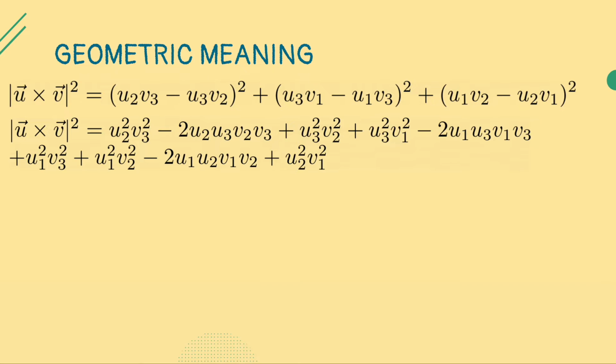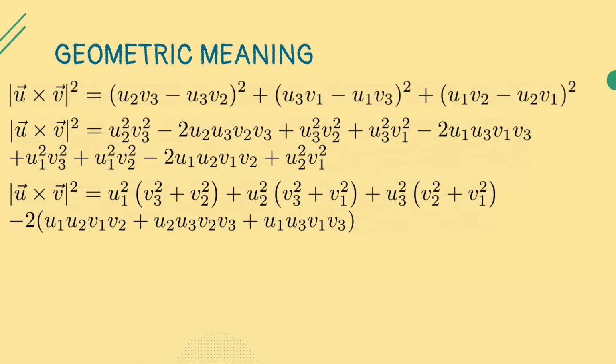And if I expand some things out, you're going to have to think about how FOIL works and be very, very careful here in order for this to make sense. But I should end up with u2 squared v3 squared minus 2 u2 u3 v2 v3 plus u3 squared v2 squared plus u3 squared v1 squared minus 2 u1 u3 v1 v3 plus u1 squared v3 squared plus u1 squared v2 squared minus 2 u1 u2 v1 v2 plus u2 squared v1 squared.